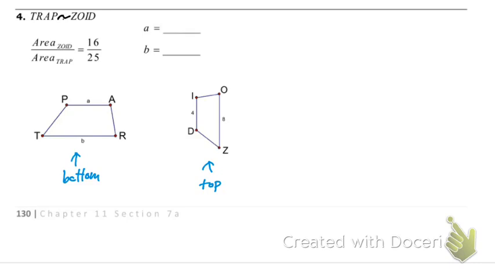I'm looking for lengths. Can I use the area formula to compare lengths? No. What do I need to find first before I can combine those two lengths? The hint is lengths. Scale factor or length ratio, either one, however you want. We need a scale factor. What is the scale factor of this one?